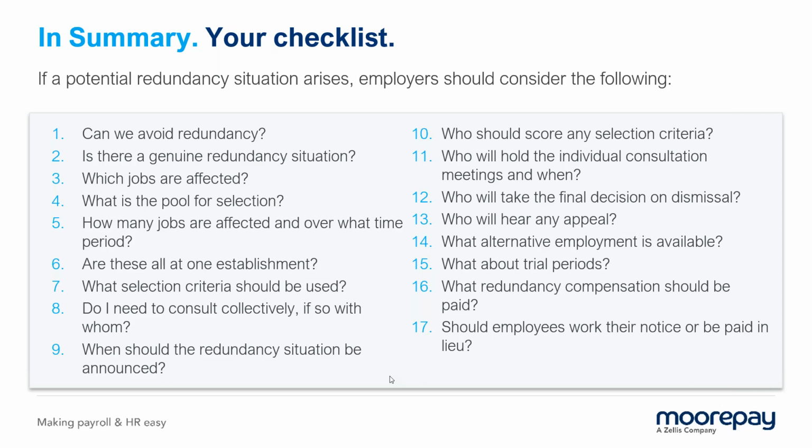Is there a genuine redundancy situation? Which jobs are going to be affected? And what is that pool for selection? How many jobs are going to be affected and over what period of time? And are these all in one establishment? And that is very important for the collective consultation rules. You need to think about what selection criteria could be used, and do you need to consult collectively, and if so, with whom?